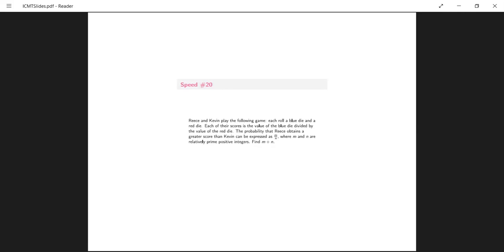So basically in this game, there are 3 scenarios. Either Reese wins, Kevin wins, or they tie with each other. So by symmetry, we have that the probability that Reese wins is the same as the probability that Kevin wins, because they're doing the same thing to get their scores. So let that probability be P. So the probability that Reese wins or Kevin wins is P. And then let's call the probability that Reese and Kevin tie Q.